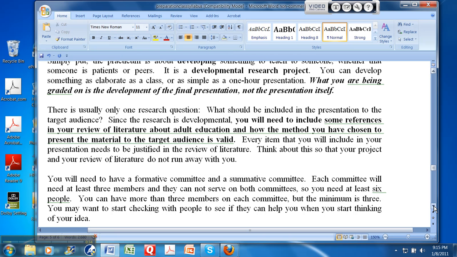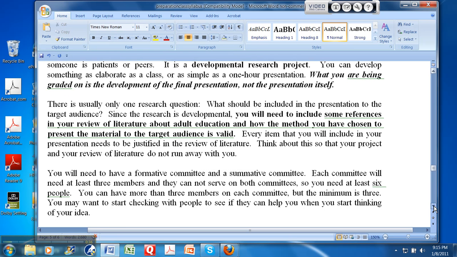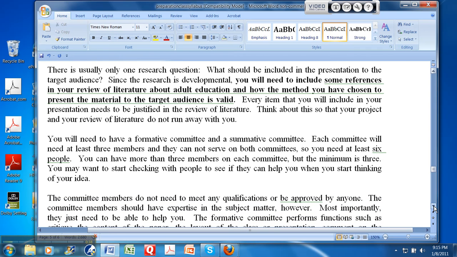itself. So usually there's only one research question, and that is what should be included in the presentation to the target audience. Since the research is developmental, you need to include some references about adult education and how the method you have chosen to present the material to the target audience is valid. Every item that you include in your presentation needs to be justified in the review of literature. So think about that so that your project and your review of literature do not run away with you.